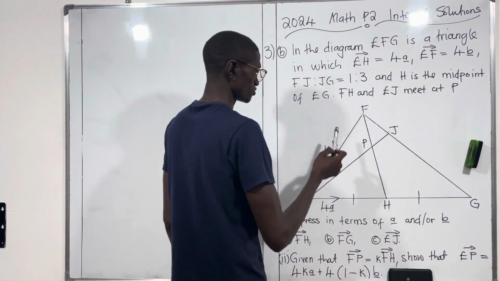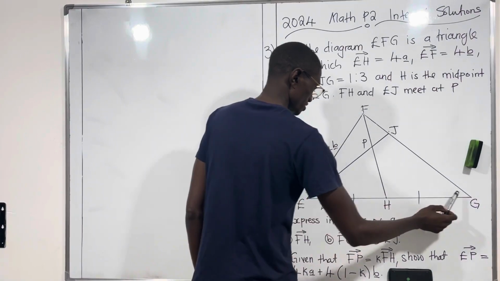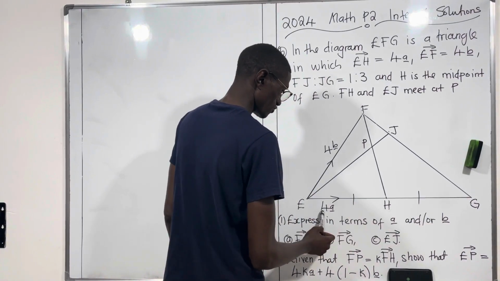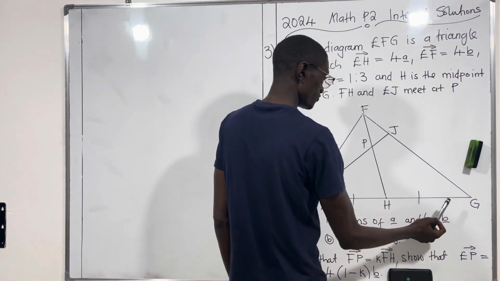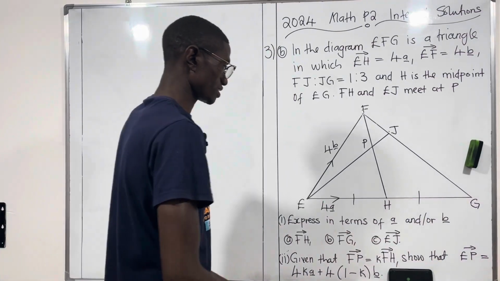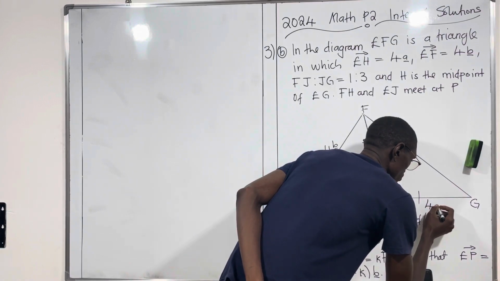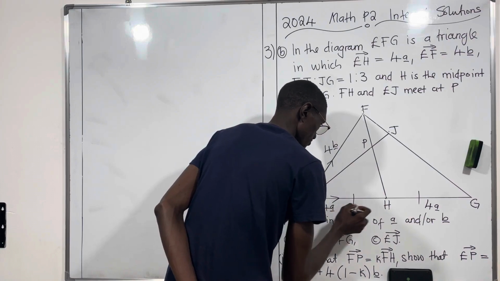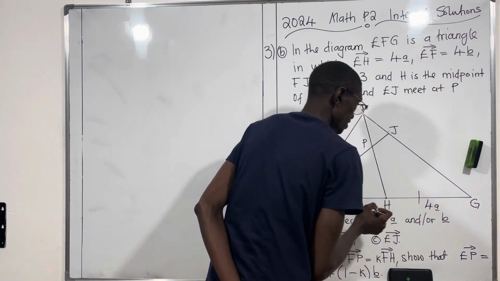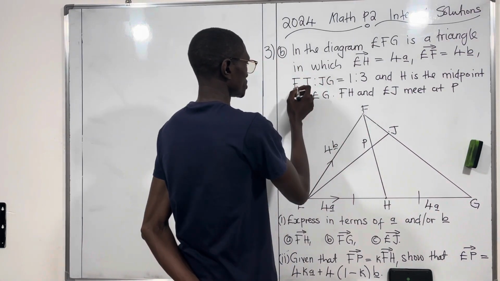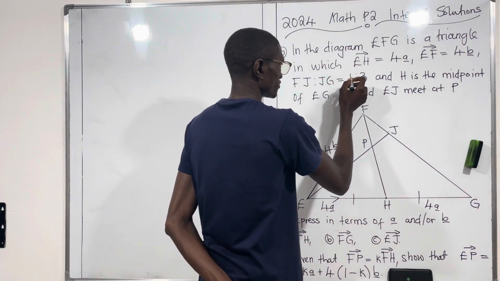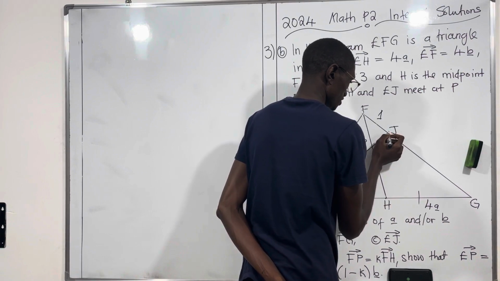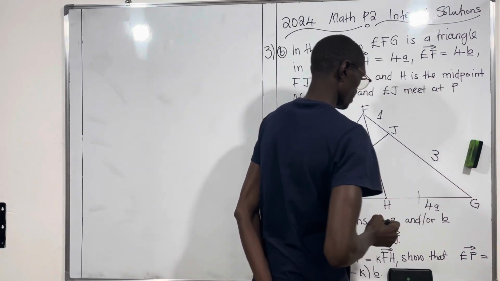And H is the midpoint of EG, the middle point of EG. Meaning if from there to there it's 4A, then from there to there it's still going to be 4 vector A. So we can plug in those pieces of information. And here we had the ratio, FJ to JG is given as 1 to 3, meaning the distance from there to there is 1, and then the distance from there to there is 3.